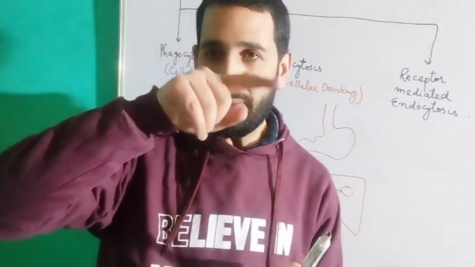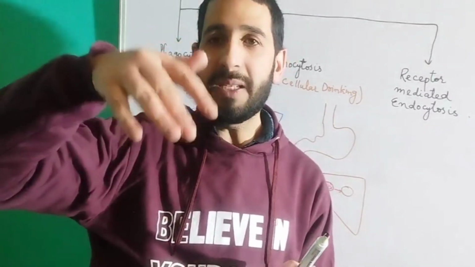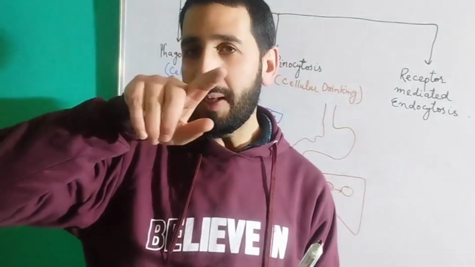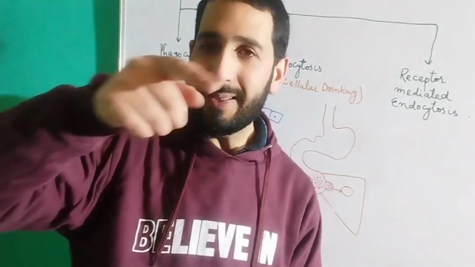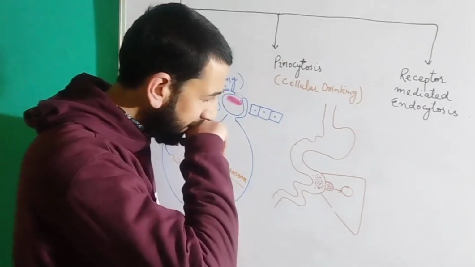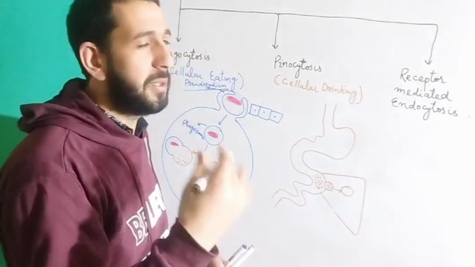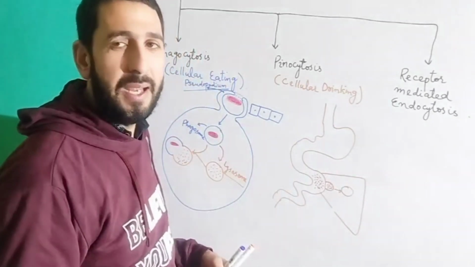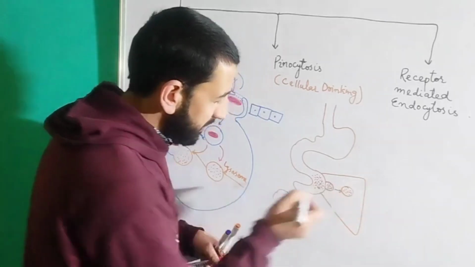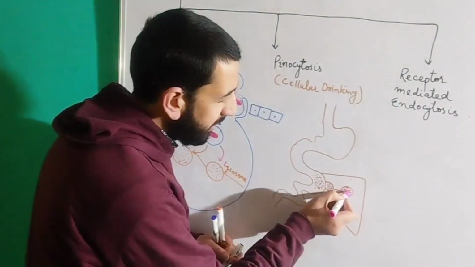Then the cell membrane will form an invagination, and in that invagination this water will be sucked in along with the glucose molecules. Eventually the cell membrane will fuse again and that vesicle will bud off and go into the cell. For example, this is glucose. This glucose inside the cell will be used in different metabolic processes. Now, we have the water molecules, and we have these glucose molecules inside in the dissolved form.